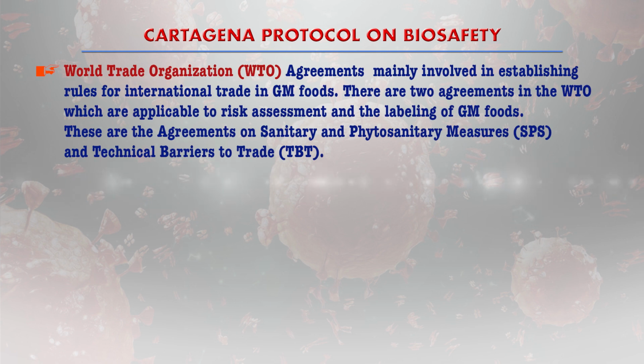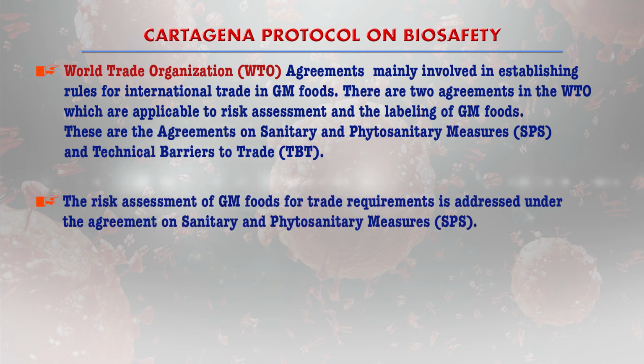The World Trade Organization agreements, this is also an important thing which we need to know, and they were mainly involved in establishing rules for the international trade in the GM foods. There are two agreements in the WTO, and these are applicable to the risk assessment and the labeling of GM foods. These are the agreements on the sanitary and phytosanitary measures and the technical barriers to trade. The risk assessment of the GM foods for the trade requirements is addressed under the agreement on the sanitary and phytosanitary measures.